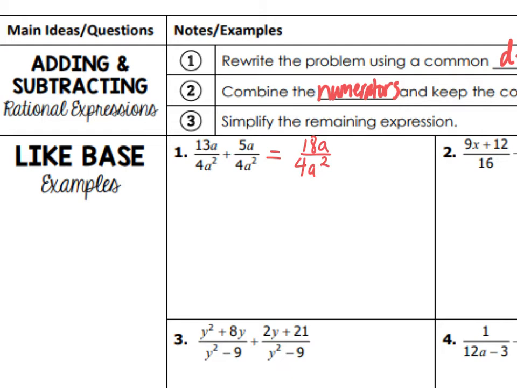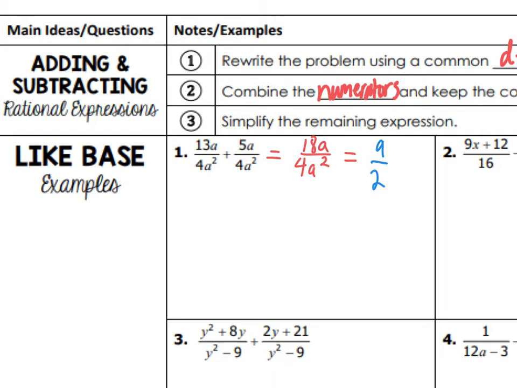Good. Is this my final answer? No, it's not. What do I need to do? Simplify it. Okay, we'll start with just the numbers. 18 divided by 4. What will that simplify to? Give me a second. Okay, 18/4. What will that simplify to? 9/2a squared. Okay, so 9/2. Yep, and then a over a squared.